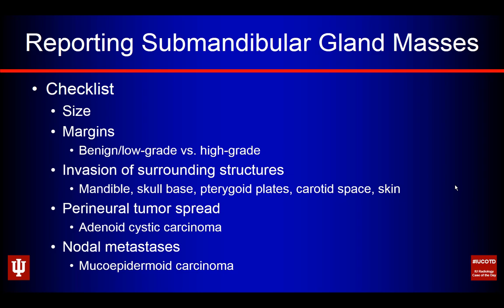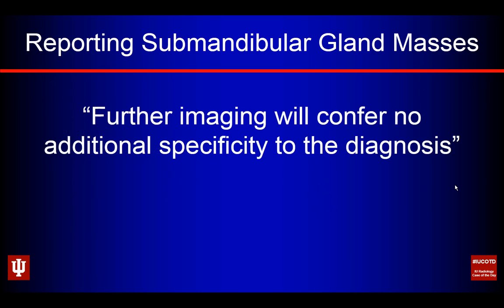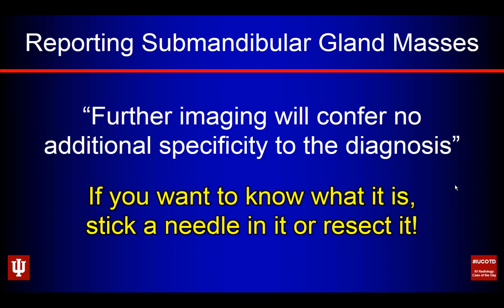Once I've gone through this checklist, I put in my report: further imaging will confer no additional specificity to the diagnosis. If you want to know what it is, you need to put a needle into it and get tissue. And again, this is something that you as a radiologist can do. These don't have to be referred out to ENT to put a needle into it. Ultrasound is a great tool in the submandibular gland region because it's so superficial. Sometimes if you've got to get way up under the mandible, you can think about doing CT as well. But this is something that you can do as a radiologist.